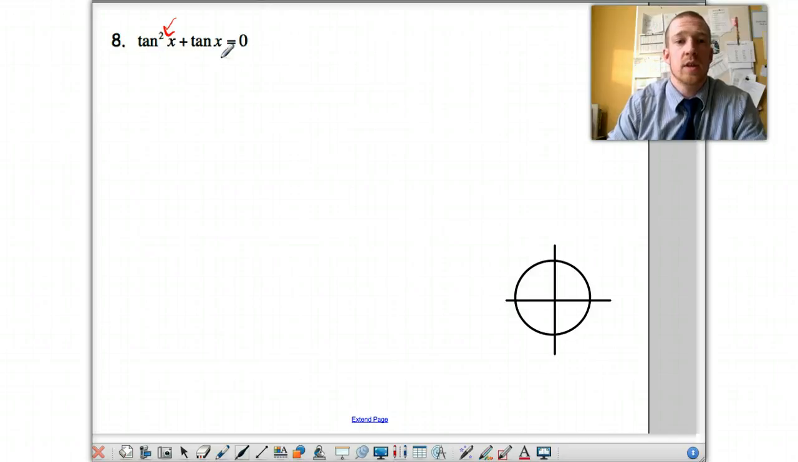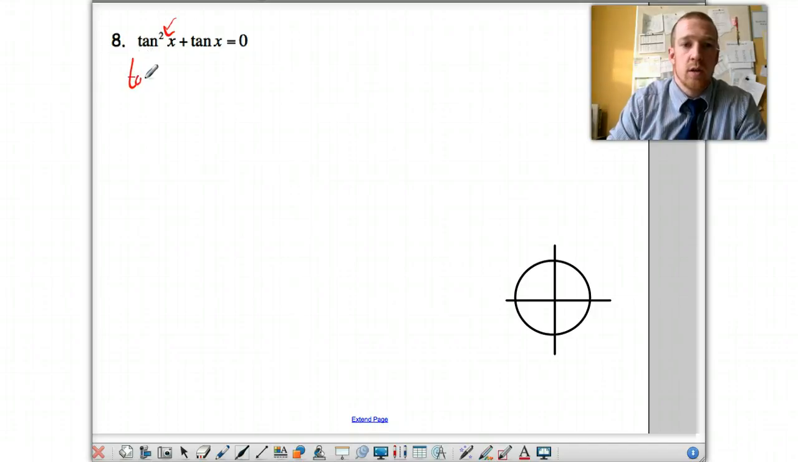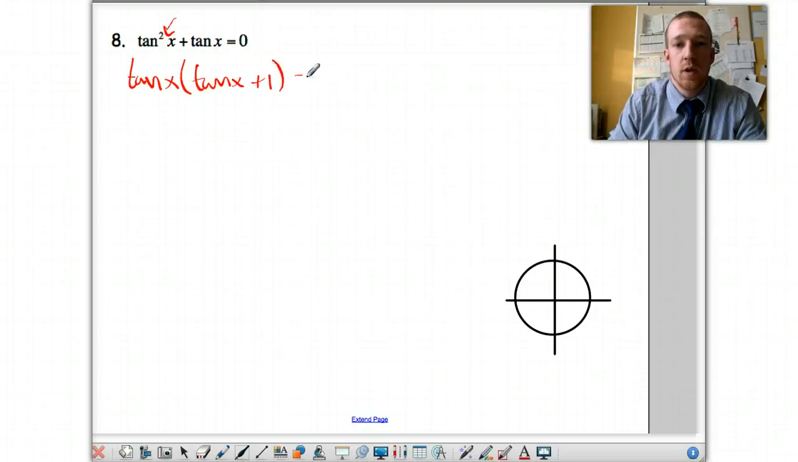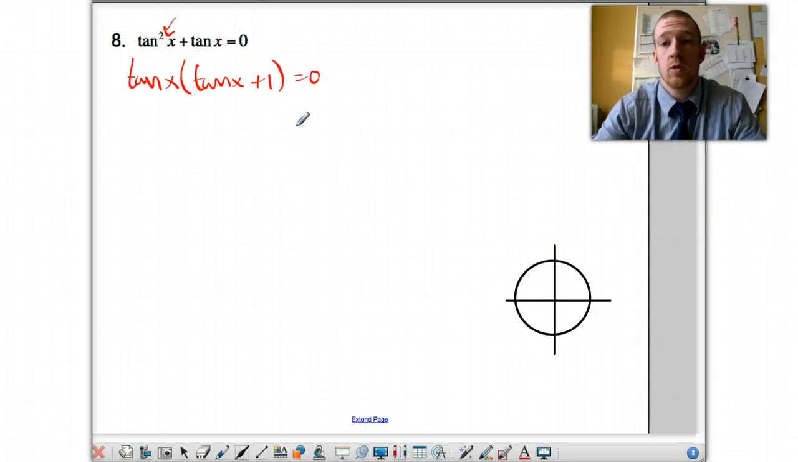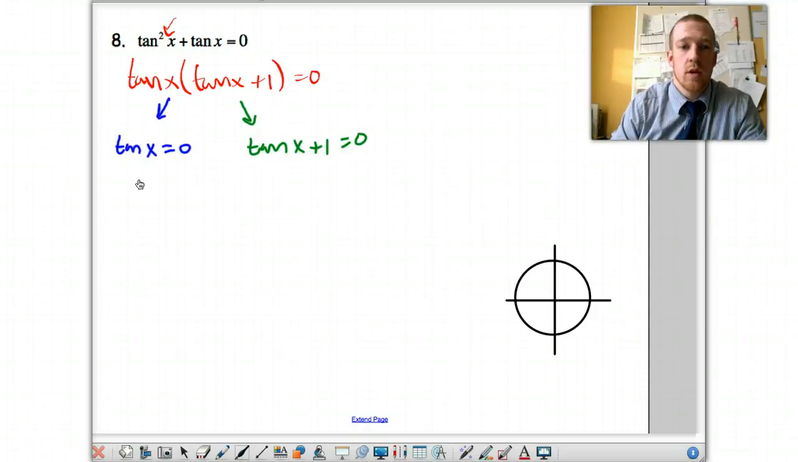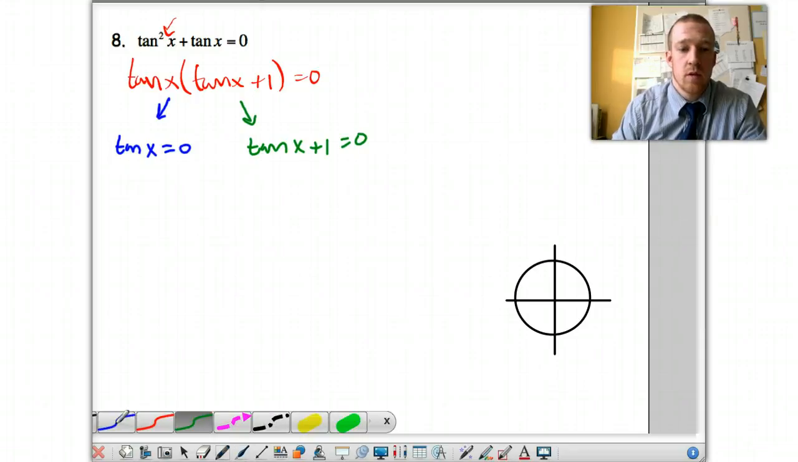I don't divide both sides by tangent or anything like that, because then I lose some of my roots. So I'm going to factor out a tangent x, and that leaves me with tangent x, and when I divide that by tangent x, it's just a plus 1. So that gives me two equations to solve. So there they are, and I'm going to solve this one first.